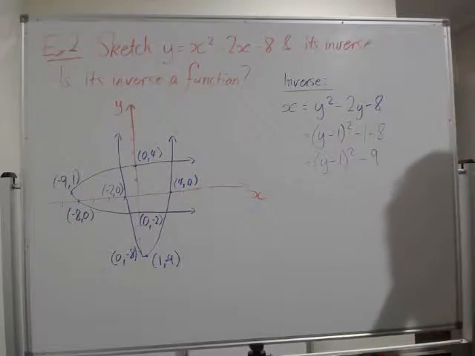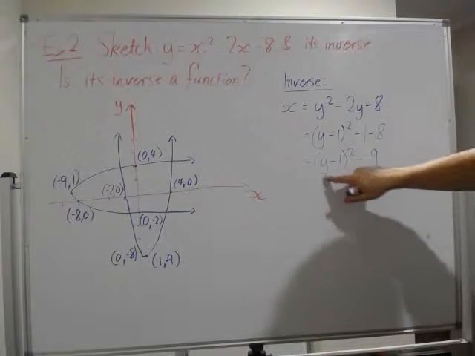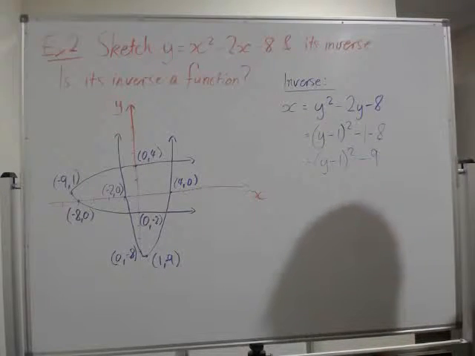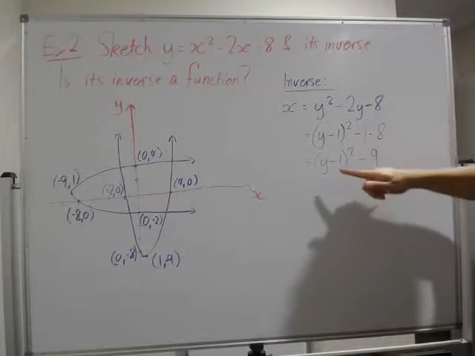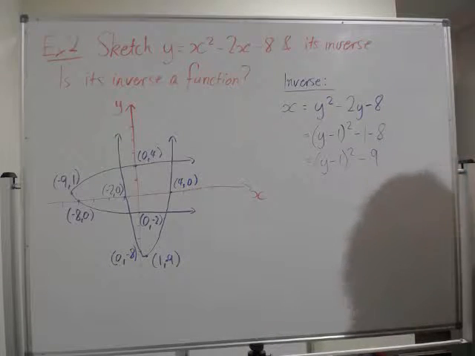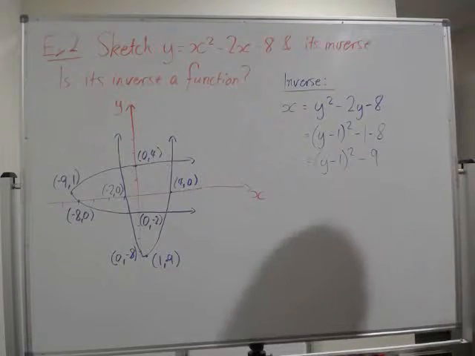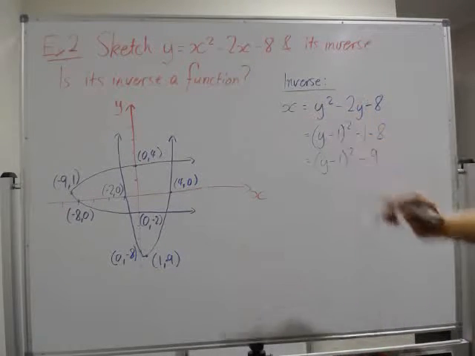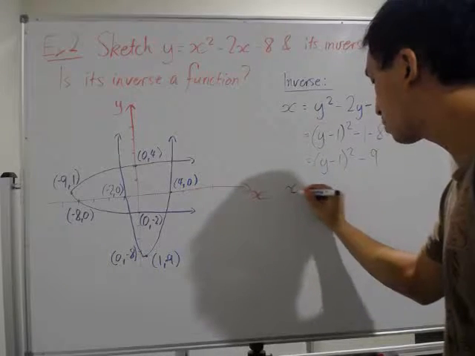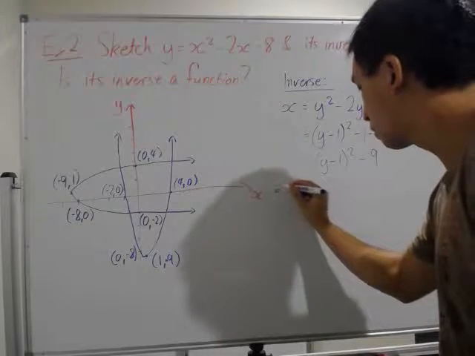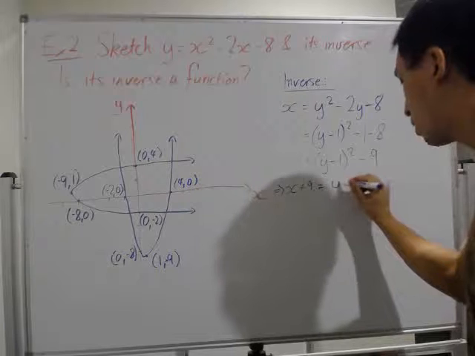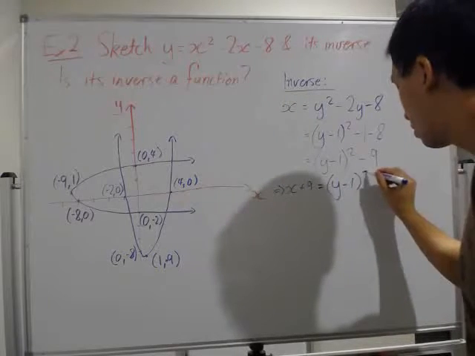The reason why we go here is because we can get y by itself, and you can actually rearrange everything such that y is by itself. But there is a small trick that you have to watch out for. So let's move the 9 over first. x plus 9 equal to y minus 1 squared.